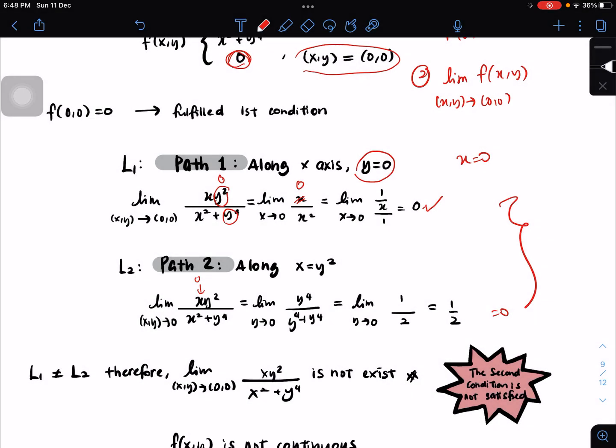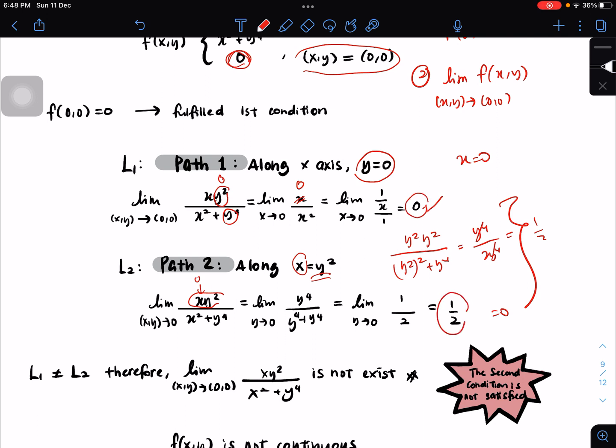If you look here, this is the same function as before. So we choose our x equal to y squared. It means we substitute x equal to y squared. So when you substitute x equal to y squared, what you will get here is y squared multiplied by y squared divided by y squared squared plus y to the power of 4. So you get y to the power of 4 over 2y to the power of 4. So you will get 1 over 2. So now the first limit is 0. The second limit is 1 over 2.